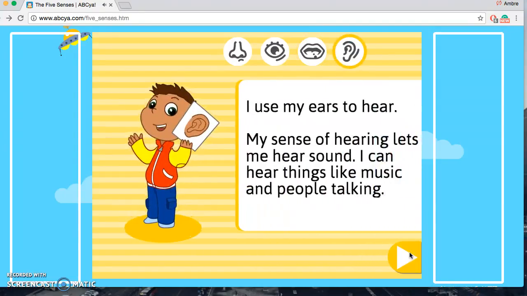I use my ears to hear. My sense of hearing lets me hear sounds. I can hear things like music and people talking. The sense of hearing uses your ears. This can help you hear things.